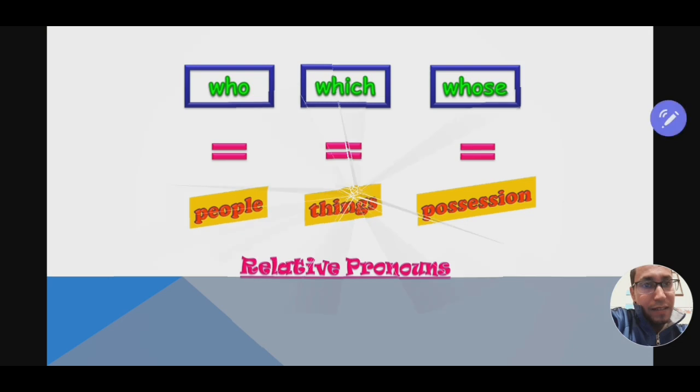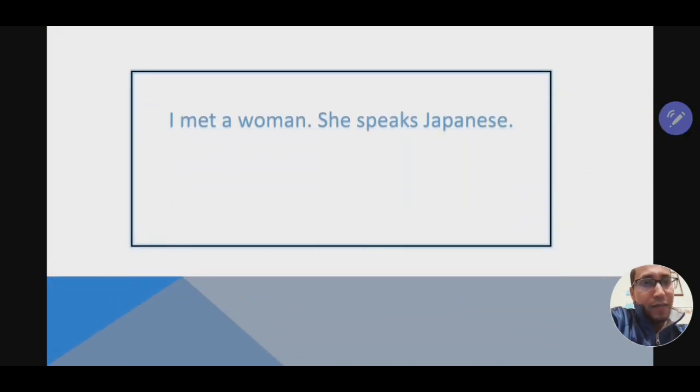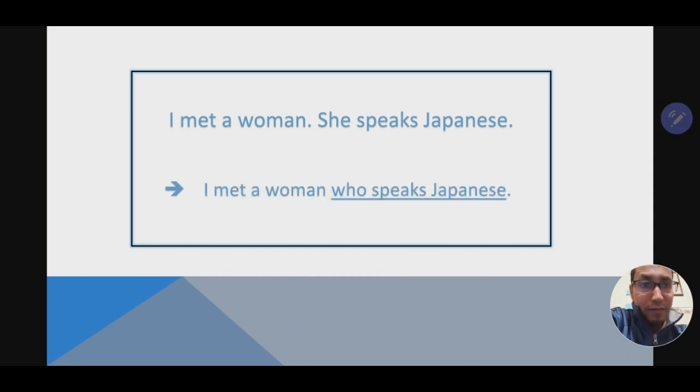Next, and here are our examples. For example, I met a woman, she speaks Japanese. To link or relate the second sentence to the first, what should we use? Who, which, or whose? Did you guess it? I think so. Let's try. So yes, I met a woman who speaks Japanese. We have a woman, and that's it.